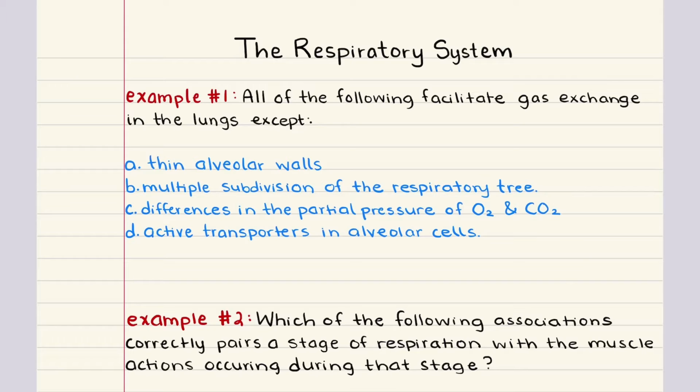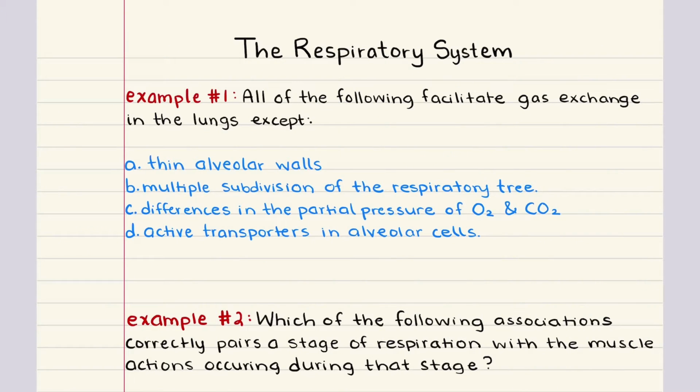B says multiple subdivision of the respiratory tree. This is also true. The branching structure increases surface area, which is a key feature of effective gas exchange. More surface area means more opportunity for gases to diffuse. So far, A and B are correct statements.